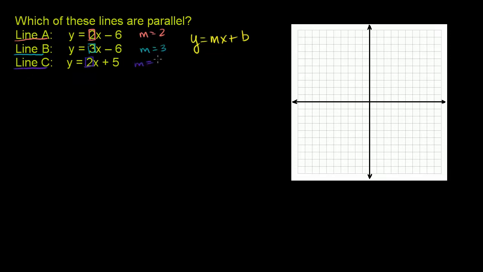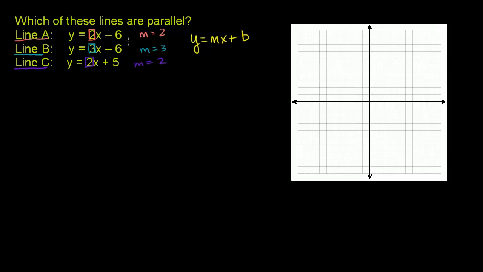So m is equal to 2. I don't know if that purple is too dark for you. But line C and line A have the same slope, but they're different lines. They have different y-intercepts. So they're going to be parallel. And to see that, let's actually graph all of these.